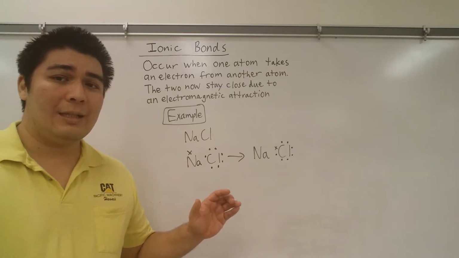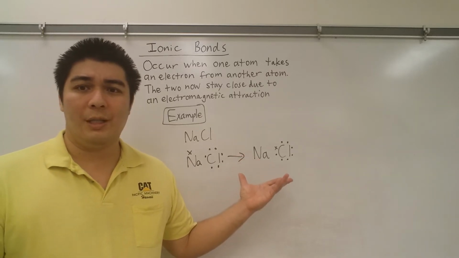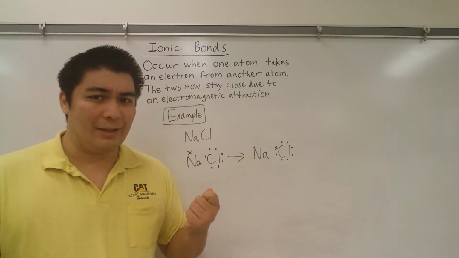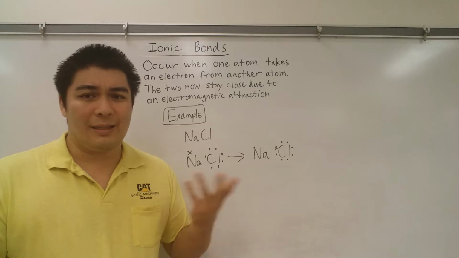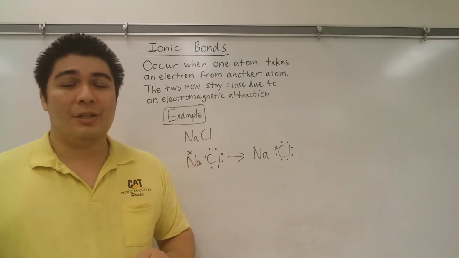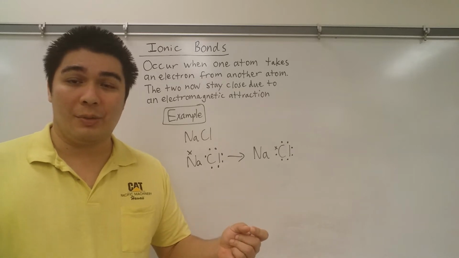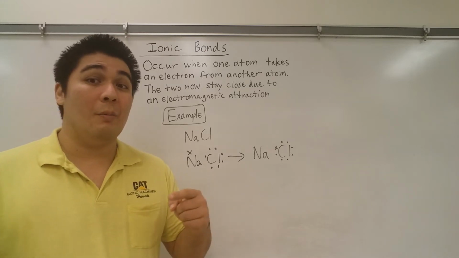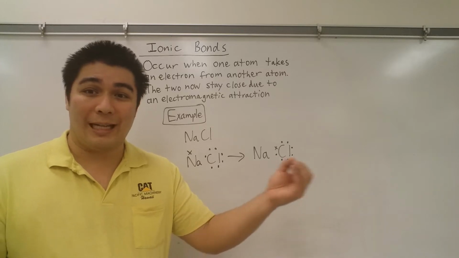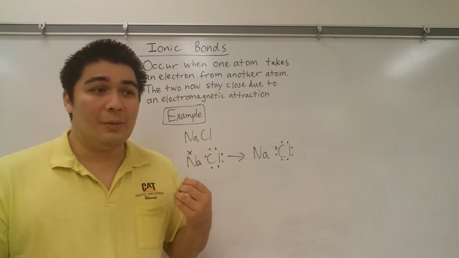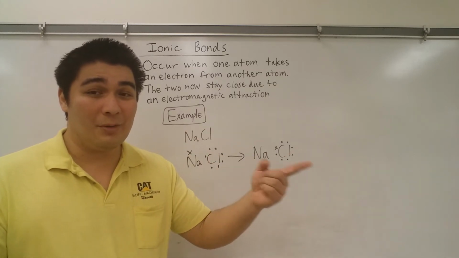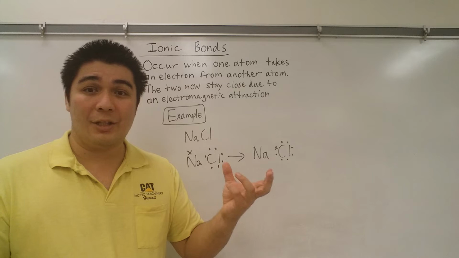But you might also be wondering, why would this be a bond? Because if one just takes an electron from the other one, that doesn't seem to be a bond. They're not sharing anything. But they are bonded in terms of their electromagnetic attraction to each other, because one is now more negatively charged since it has an extra electron, and the other one is now more positively charged because it has fewer electrons than protons. So they're both going to actually stay together.